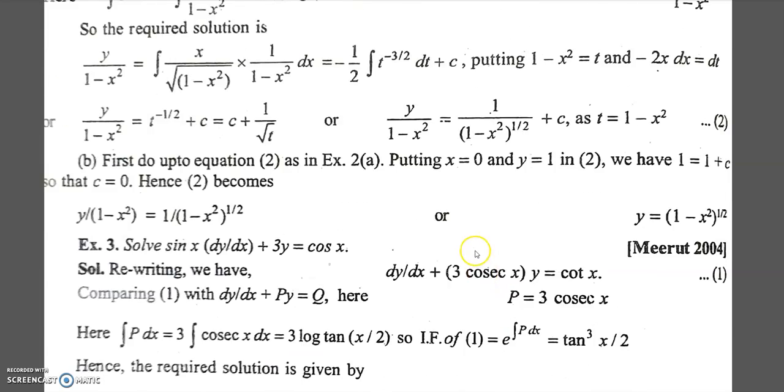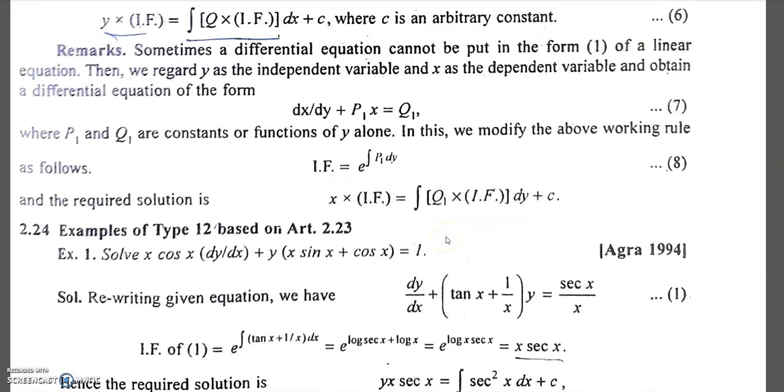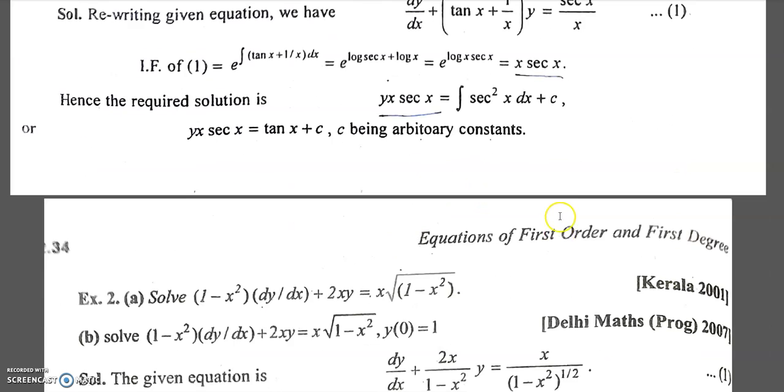So another thing is that if our linear differential equation, earlier it was dy/dx plus py equal to q. Now if it is dx/dy plus p1 x, okay, equal to q1, then the integrating factor will be e to power integration p1 dy, because we are differentiating with respect to y. So e power integration p1 dy. So the required solution will be x into IF equal to integration of q1 into IF dy plus c, right?